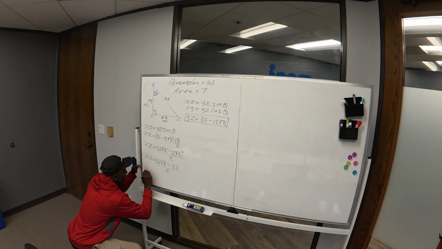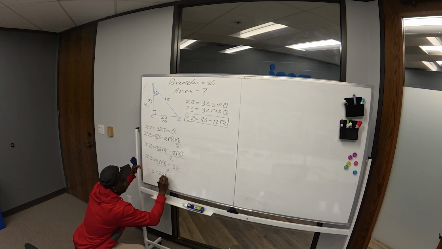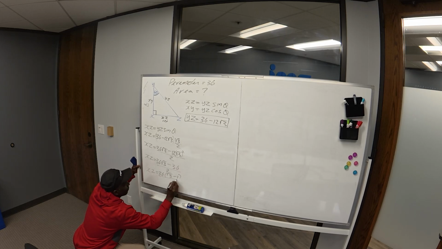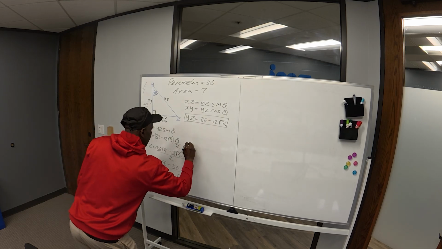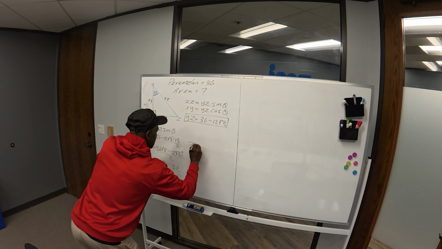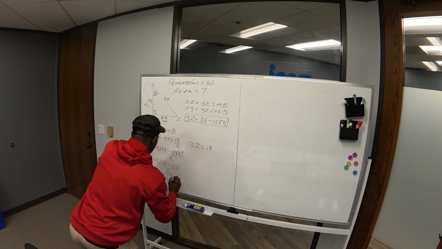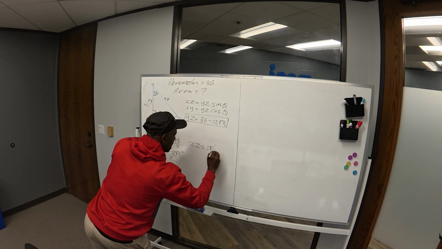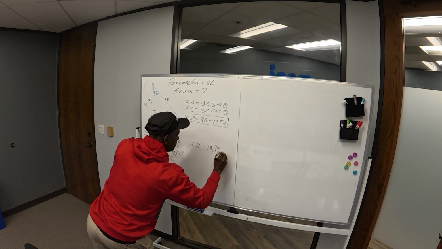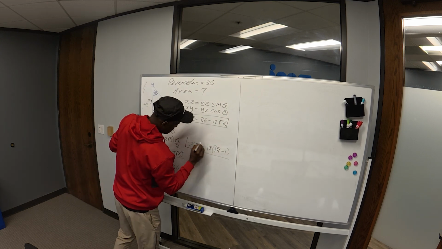Taking 36 outside, we have XZ is equal to 36 outside of square root of 3 minus 1 all over 2, and that gives us XZ is equal to 18 outside of square root of 3 minus 1. So now we have XZ.